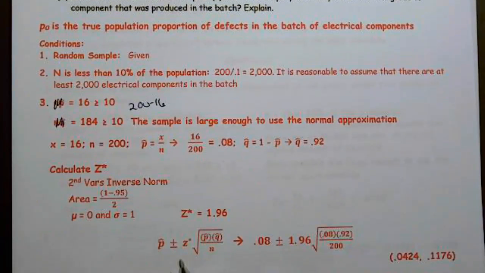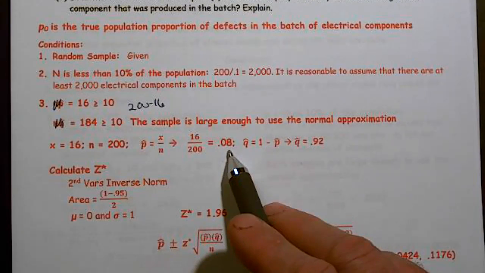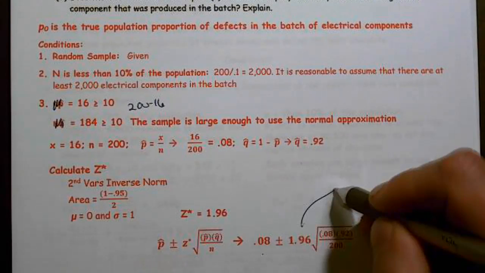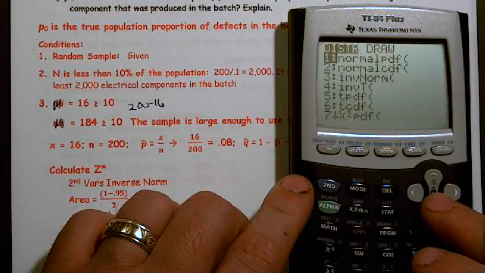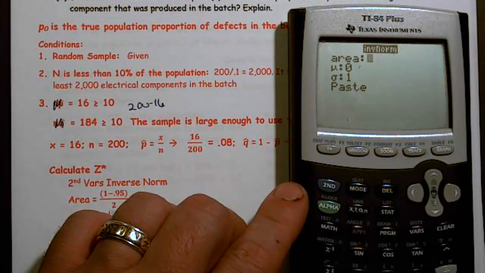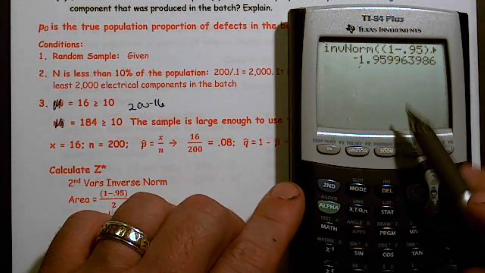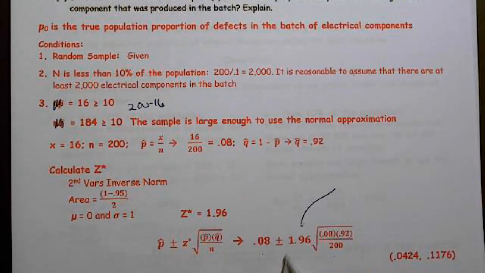And so we have our formula, p hat plus or minus z star times the square root of p hat q hat over n, and then we need to plug in. Well, here's p hat, and we just calculated that at 16 over 200, or 0.08. So this is 0.08, and this is 1 minus 0.08 over 200. z star is going to come straight from the calculator. 2nd vars, inverse norm, parenthesis, 1 minus 0.95 divided by 2, mean of 0, standard deviation of 1. And we end up getting 1.9599 or 1.96. All right.